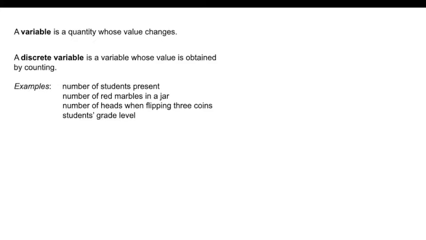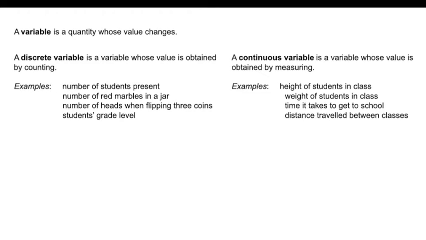Okay, a variable is a quantity whose value changes. Okay, a discrete variable is a variable whose value is obtained by counting. For example, number of students present, number of red marbles in a jar, which you can count. Okay, and then number of heads when flipping three coins. And then students' grade level, whether it's A or B or whatever. Okay, you can count that.